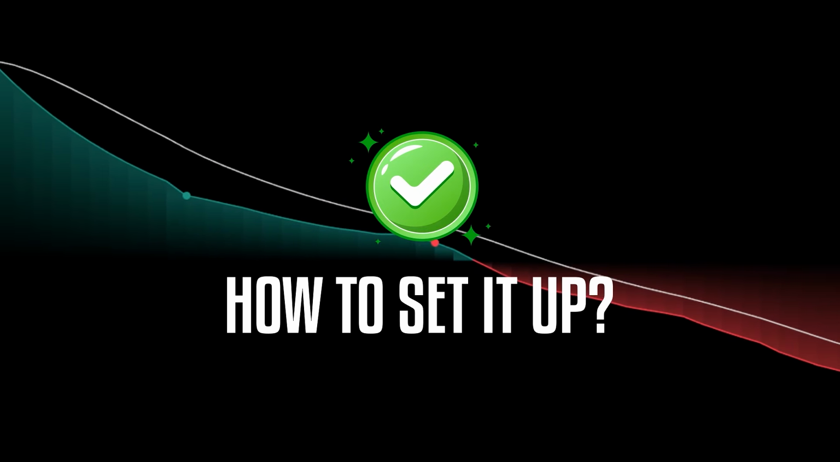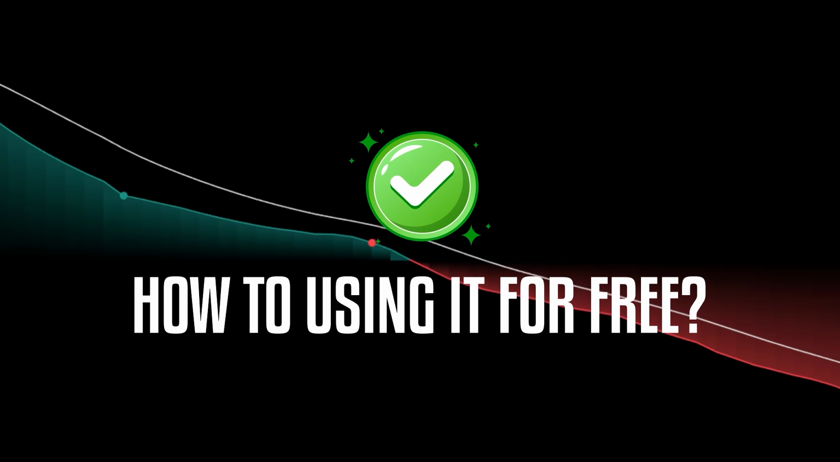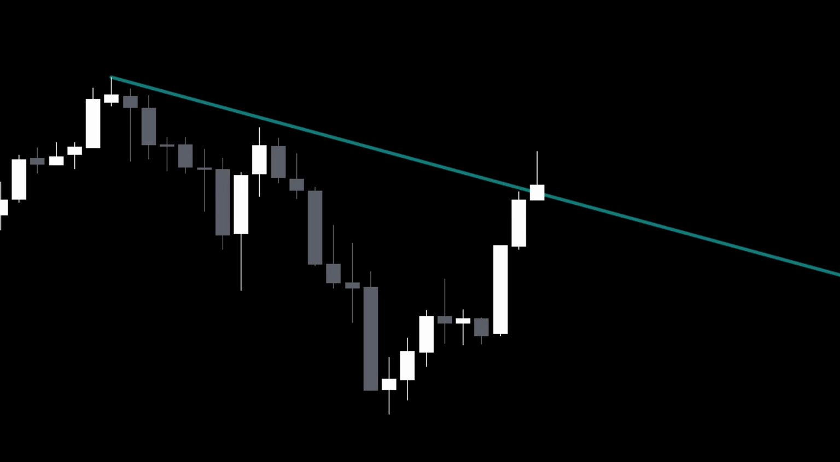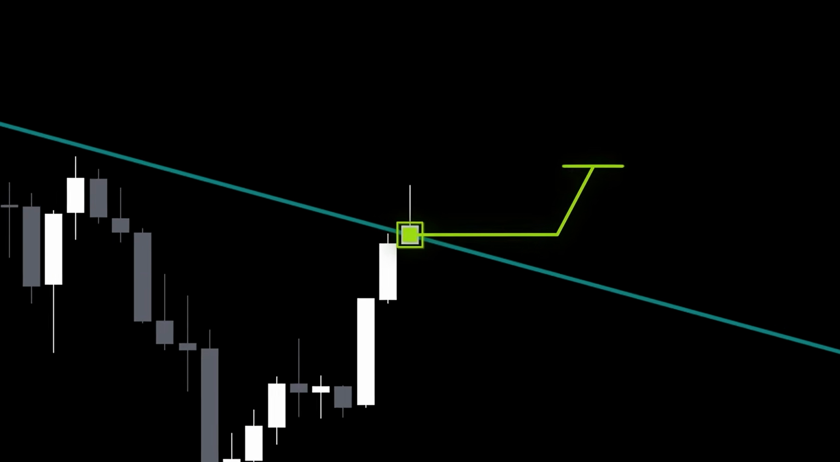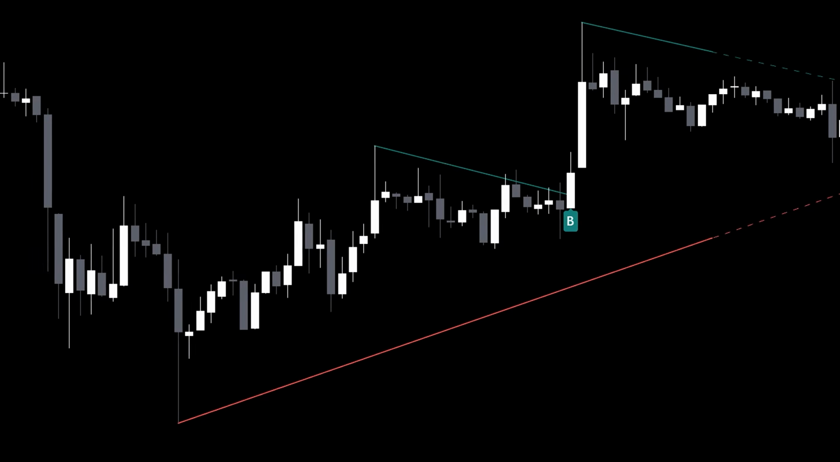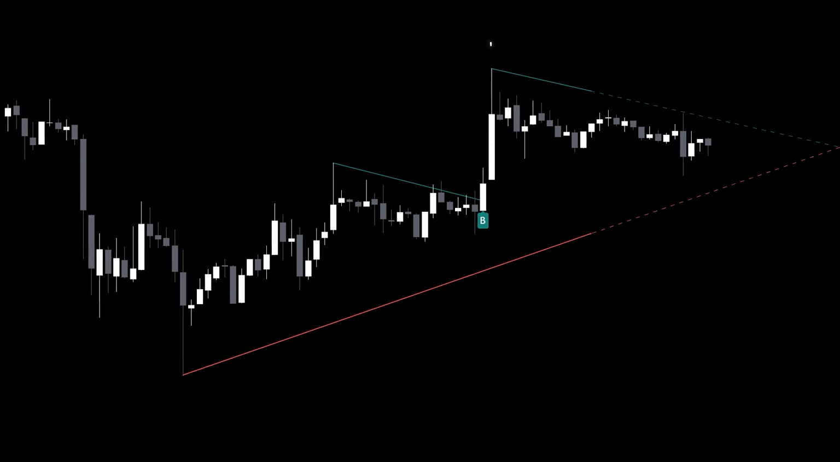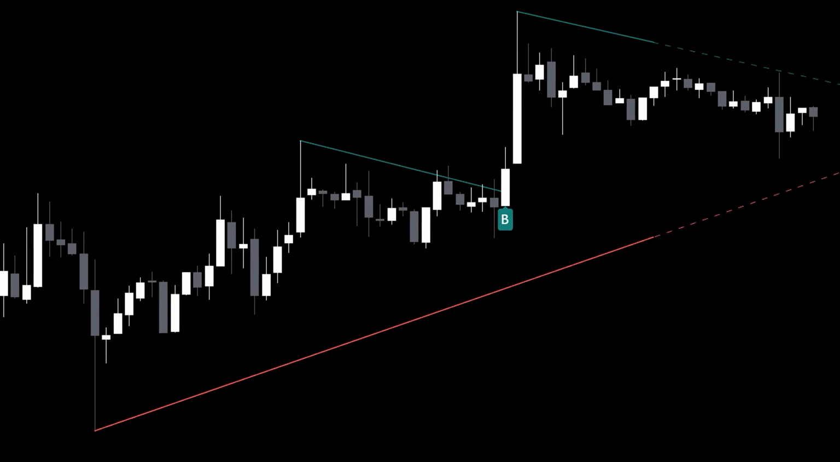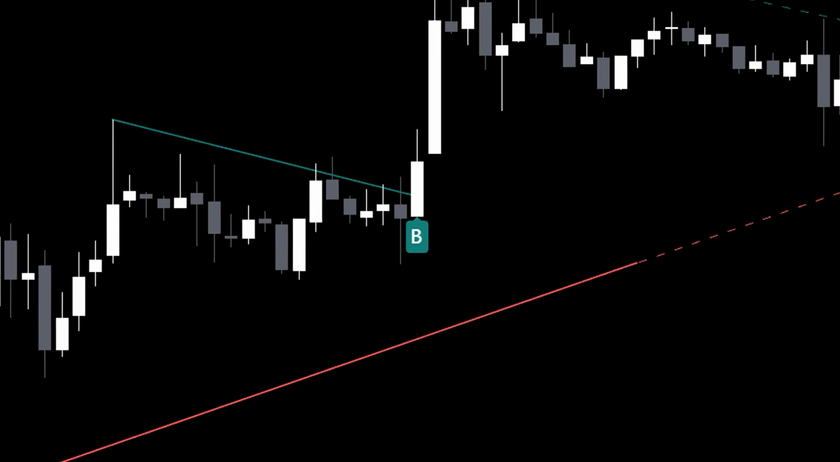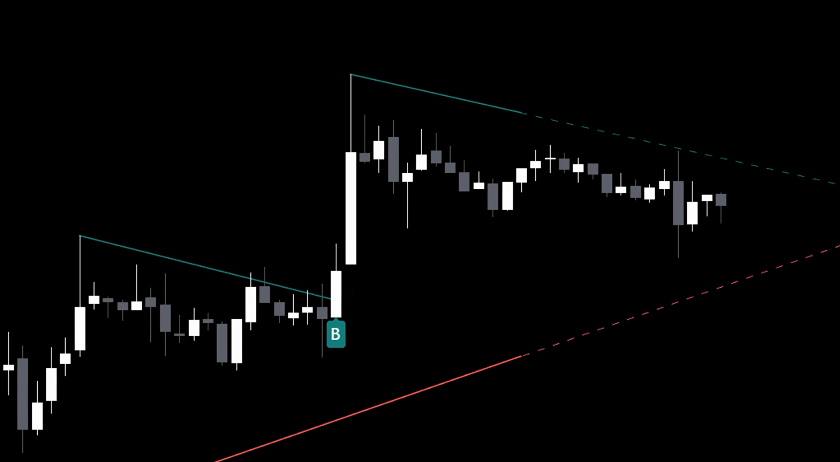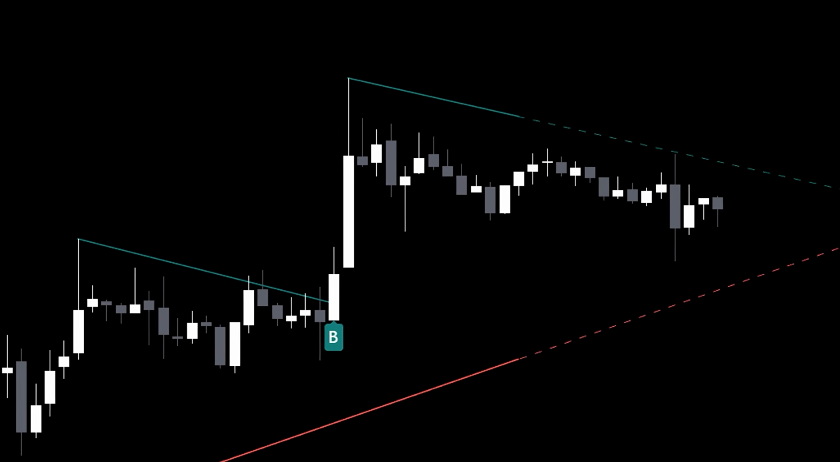In this video, we'll break down how it works, how to set it up, and how you can start using it for free. Before we dive into the oscillator itself, let's quickly talk about what it's built on: trendline breaks. A traditional trendline connects a series of swing highs or swing lows and acts as a rough guide for the current move. When price cleanly breaks that line, it often signals that momentum is shifting and a new leg is starting.